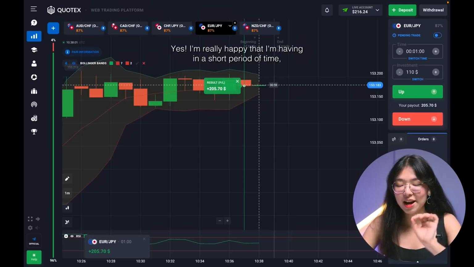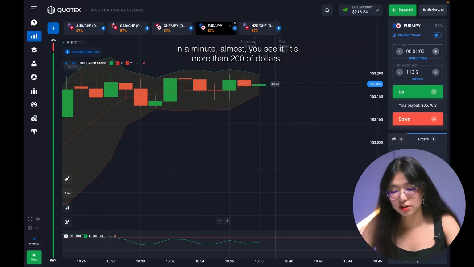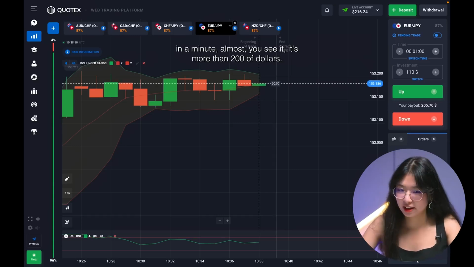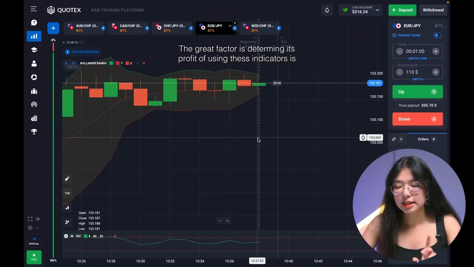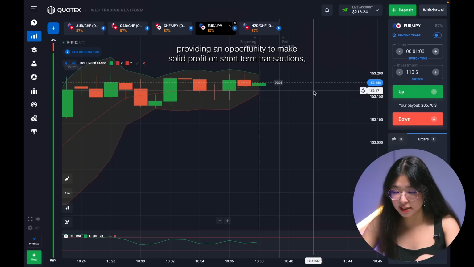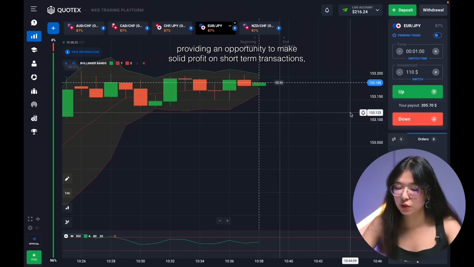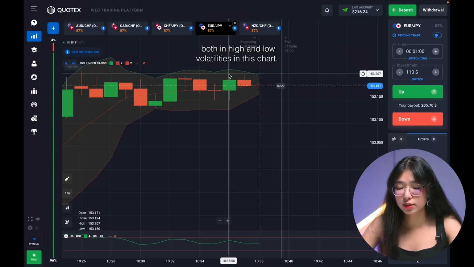Yes, guys, I'm really happy that I'm having a short period of time, in a minute. Almost, I see it's more than $200 on my account. And you see it's a great factor here. The great factor in the profit of using these indicators is that it provides an opportunity to make really solid profit on short-term transactions, both in high volatility and low volatility on this chart.